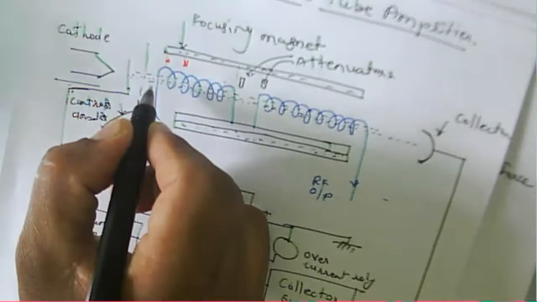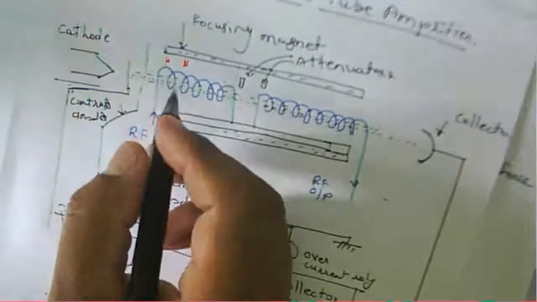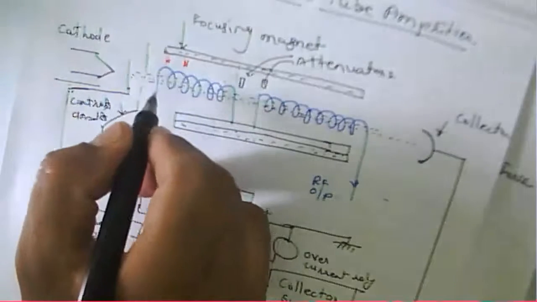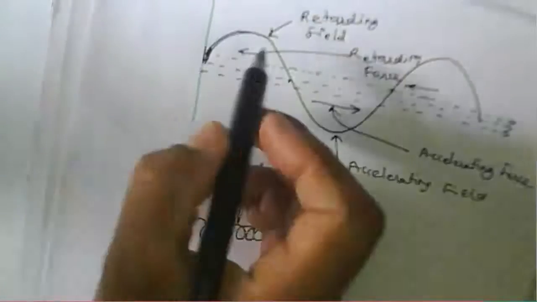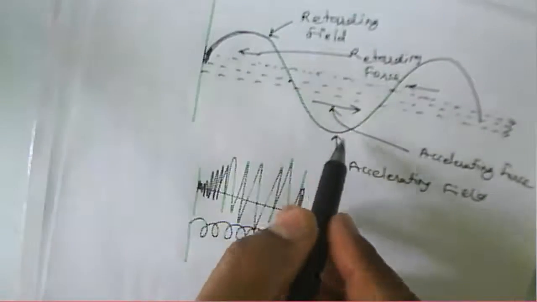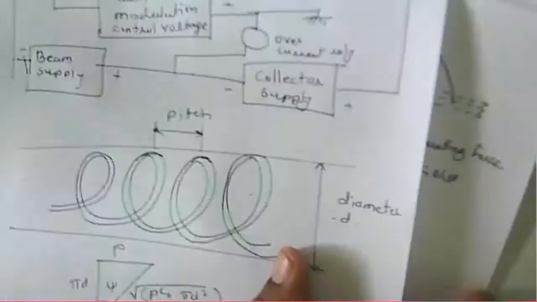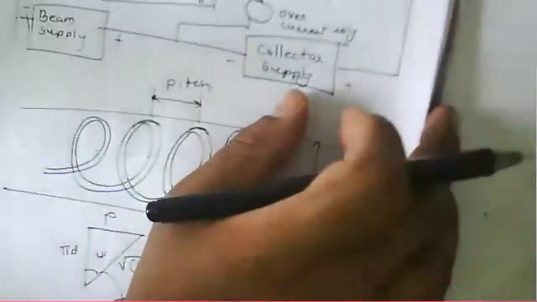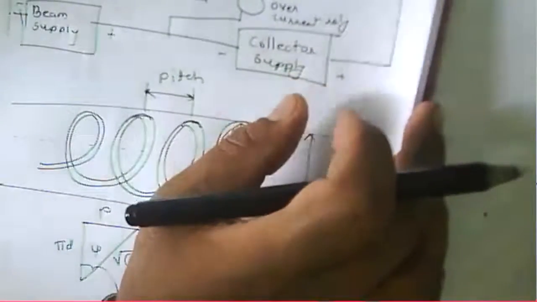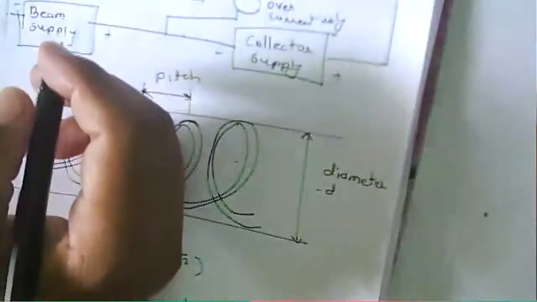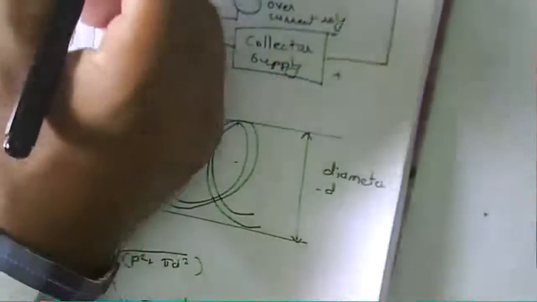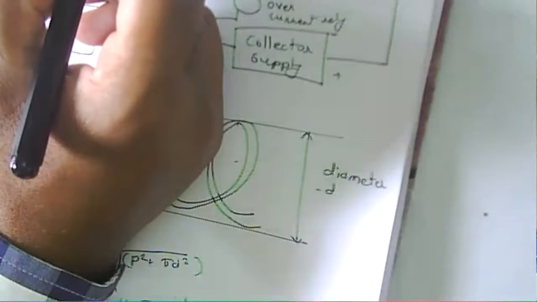So more electrons will be in the retarding field than in the accelerating field. Because of that, a greater amount of energy is transferred, or we can say more energy will be transferred to the RF field. And that's why the amplification takes place.